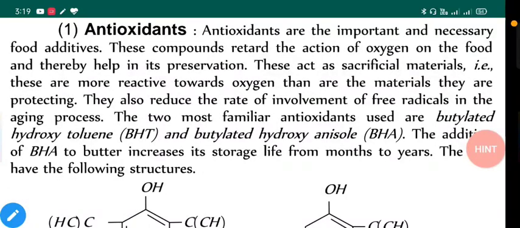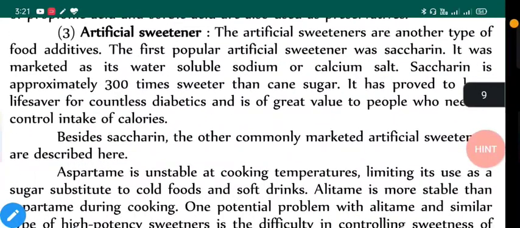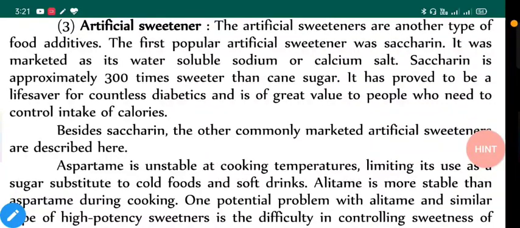So first is antioxidant, and we already covered antioxidants in our regular syllabus, so you can go and check it. Second one is preservatives. The preservatives prevent spoilage of food due to microbial growth. The most common preservative used is sodium benzoate. It is metabolized by conversion to hippuric acid, which is ultimately excreted in the urine. Salts of propanoic acid and sorbic acid are also used as preservatives. Then we have artificial sweeteners, and just like the first, we already discussed artificial sweeteners in the textbook.